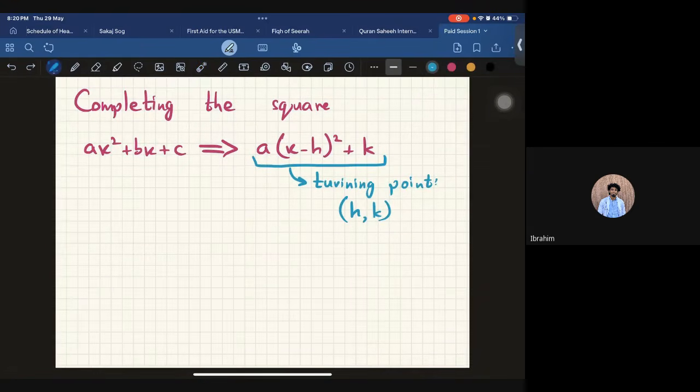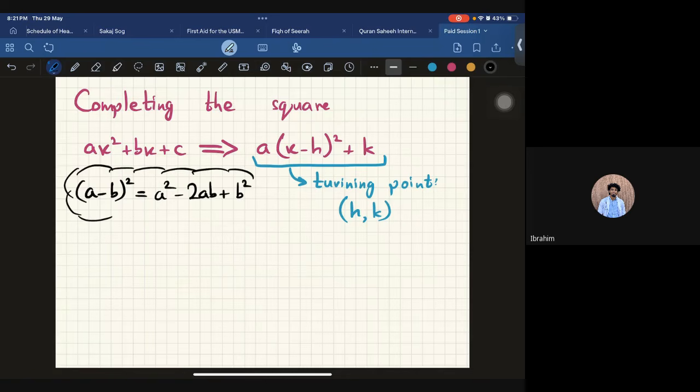Now the question is, how do we go from here to here? ठीक है, इसके लिए we use an identity. We need to keep the identity in mind, which you guys would have done at some point. So a minus b whole square is equals to a square minus 2ab plus b square. ठीक है, just keep this in mind. We'll apply this in the process.